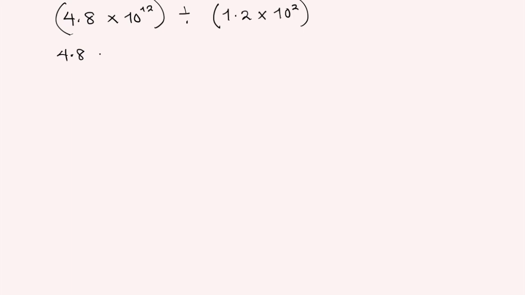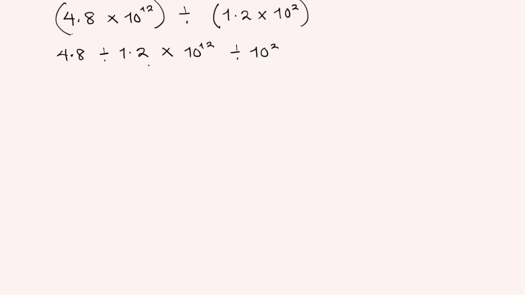We can also solve division using this standard form way. So if we have a problem such as 4.8 times 10 raised to power 12 divided by 1.2 times 10 raised to power 2. So in this case, what we have is 4.8 divided by 1.2 times 10 raised to power 12 divided by 10 raised to power 2.